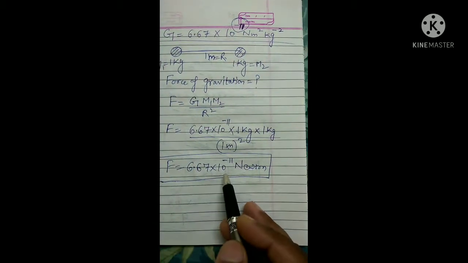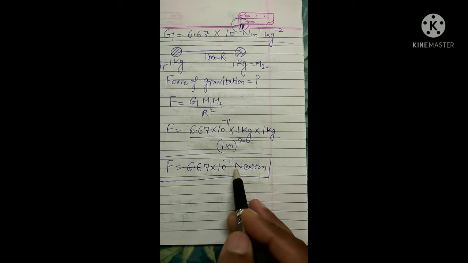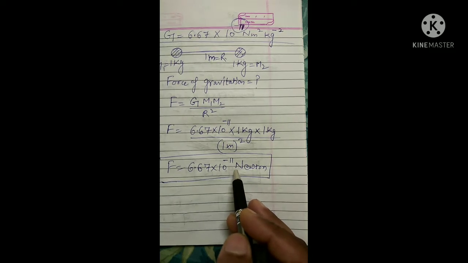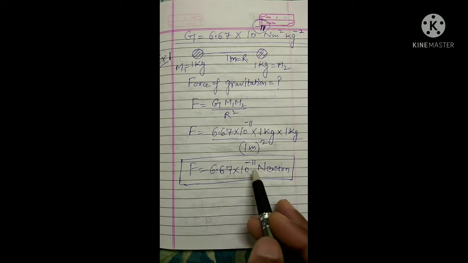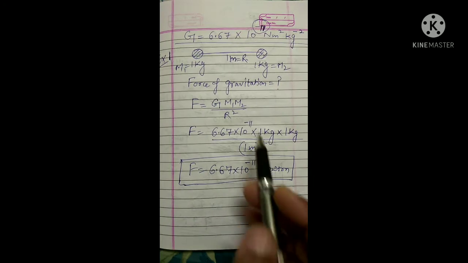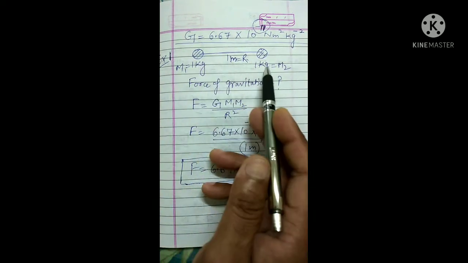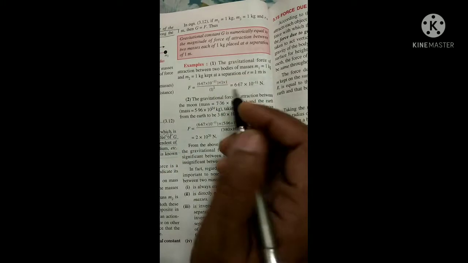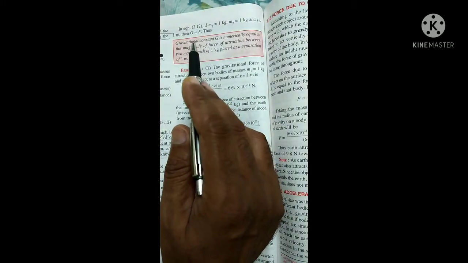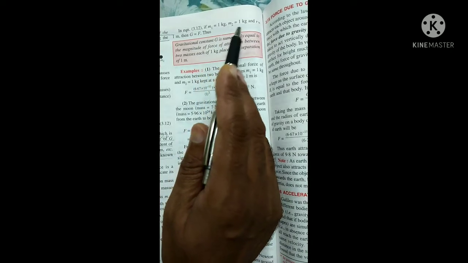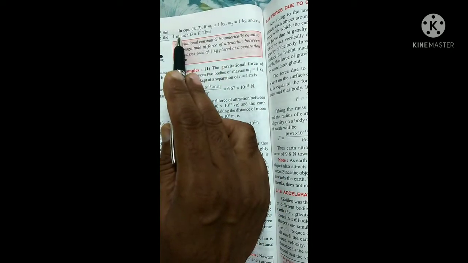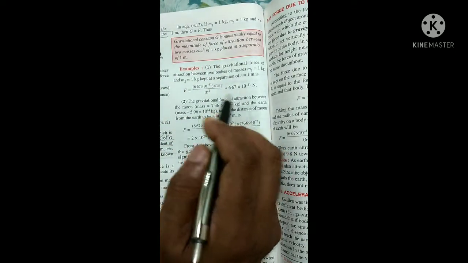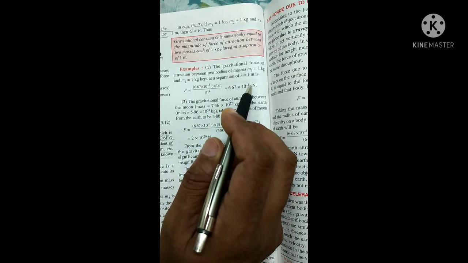So from this value you can understand that this force is not much appreciable. That's why the force between m1 and m2, the force of attraction, is not visible or observable to us. So the force of gravitation between masses of 1 kilogram and 1 kilogram, whose distance of separation is 1 meter, is numerically equal to G, that is 6.67 into 10 raised to power minus 11 Newton.